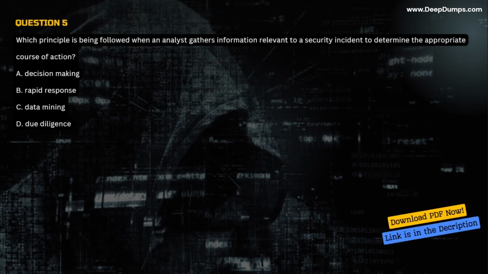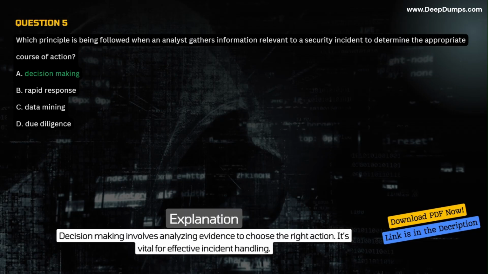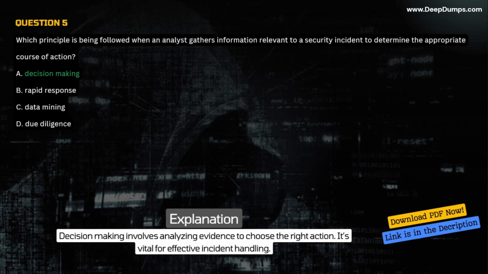Question 5. Which principle is being followed when an analyst gathers information relevant to a security incident to determine the appropriate course of action? A. Decision-making. B. Rapid response. C. Data mining. D. Due diligence. Correct answer A. Decision-making. Explanation. Decision-making involves analyzing evidence to choose the right action. It's vital for effective incident handling.